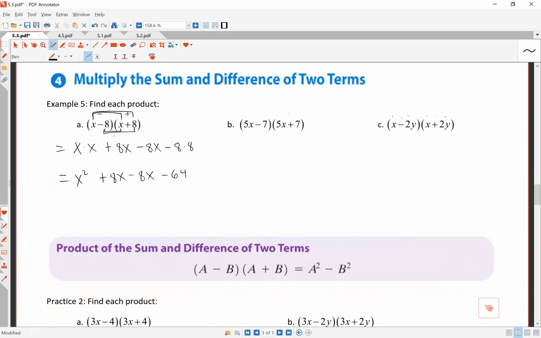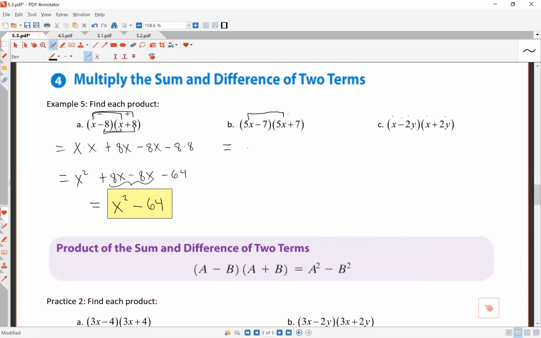Because we had a minus 8 and a plus 8, the middle terms become 0. And we're left with x squared minus 64. We don't have a trinomial anymore. We just have a binomial.